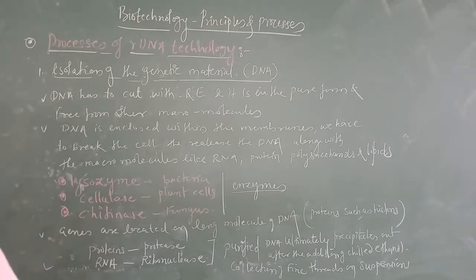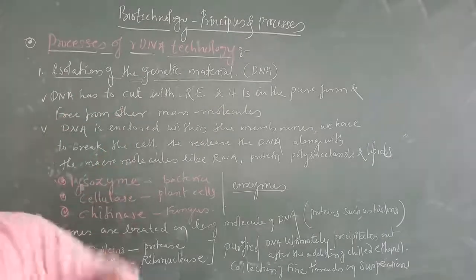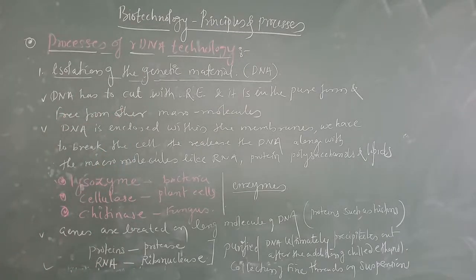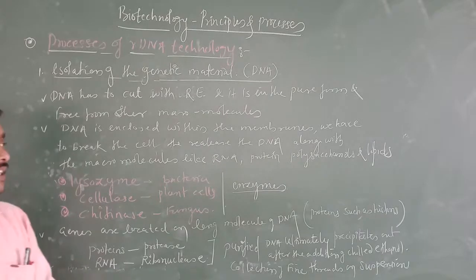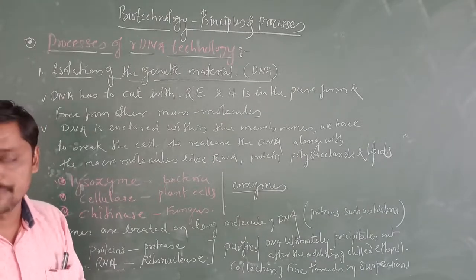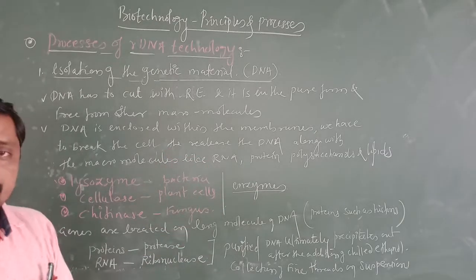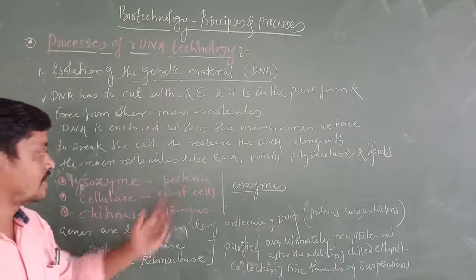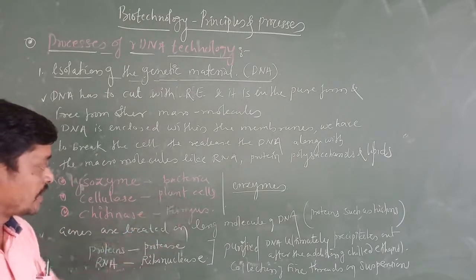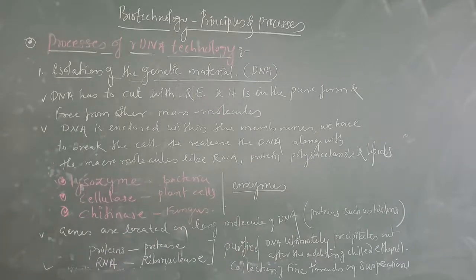First, you go for the isolation of the genetic material, that is DNA. I told you this DNA is not in a free form; it is associated with other macromolecules like RNA, proteins, polysaccharides, lipids, etc. So you treat the material with certain enzymes depending on what you are extracting from: bacteria, plant cell, or fungus. We use different enzymes like lysozyme, cellulase, and chitinase.